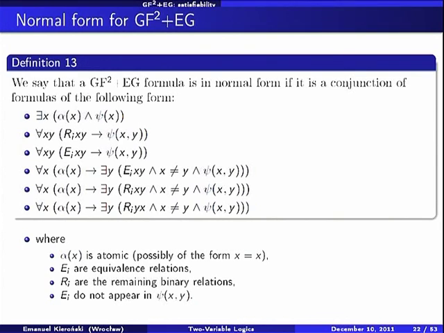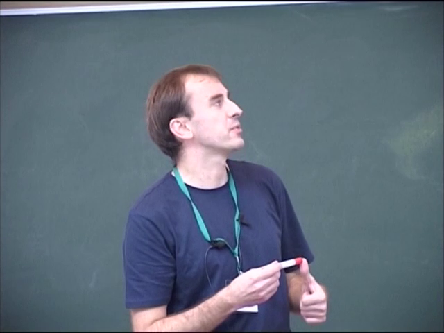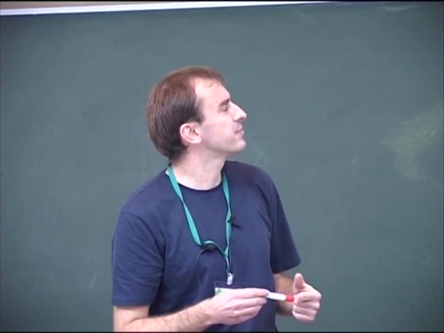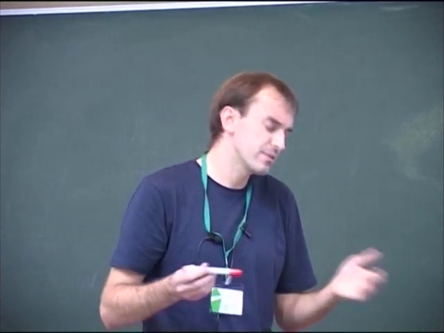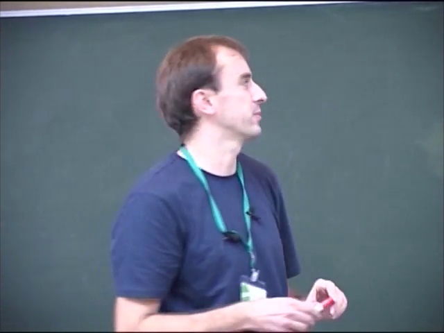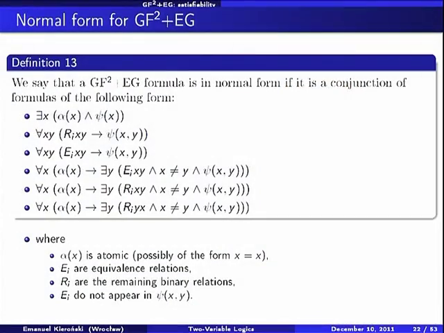Similarly for all-exists formulas, yes, for all x, if alpha of x, where alpha is a guard, there exists y, and again, either it is connected to x by an equivalence relation Ei, there is some number of equivalence relations, or it is connected to x by a relation which is not required to be interpreted as an equivalence. Recall this restriction that equivalence relations appear only in guards. So we cannot have symbols Ei in those formulas psi. This is crucial for the proof.